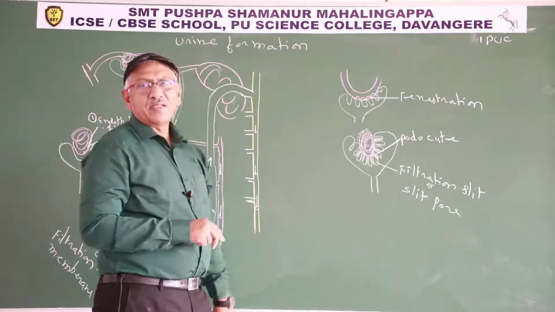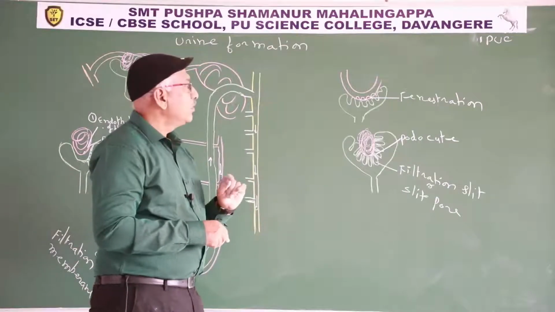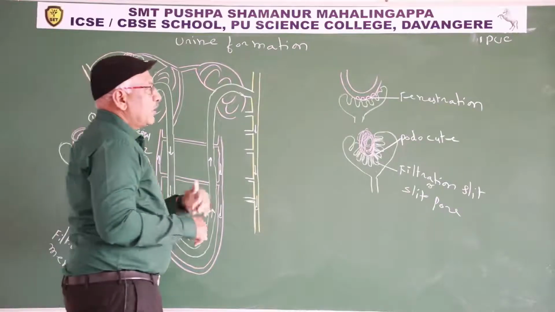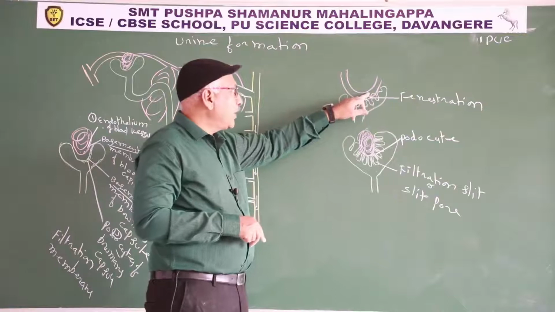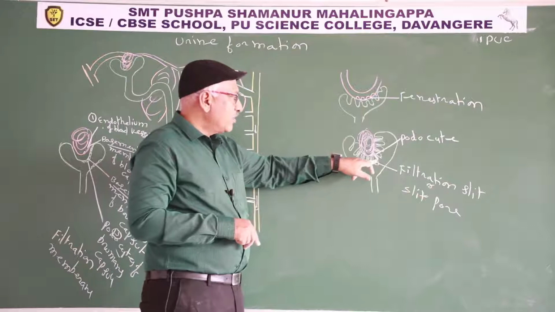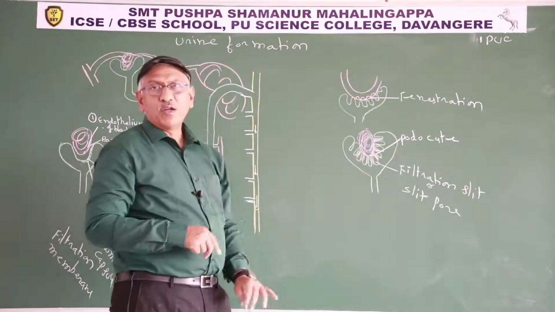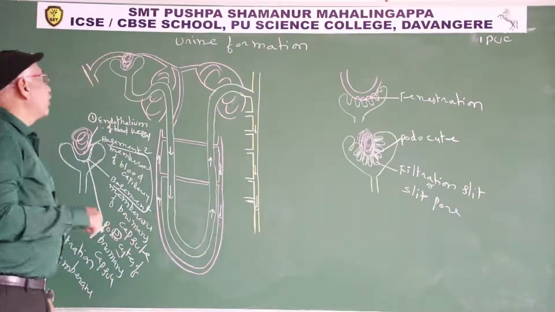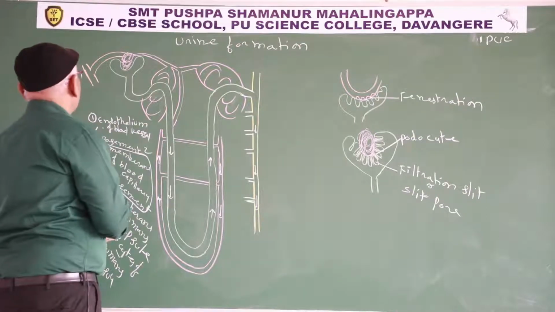Ultrafiltration is the first step in urine formation. During pressure filtration, micromolecular substances present in the blood capillaries enter via fenestrations into the filtration slit. From the filtration slit, these substances enter into the lumina of Bowman capsule. Now we discuss juxtaglomerular apparatus.